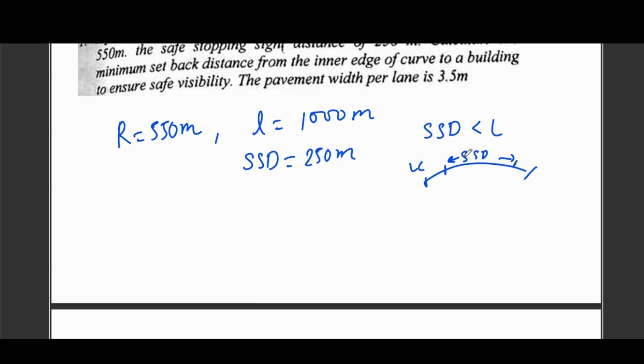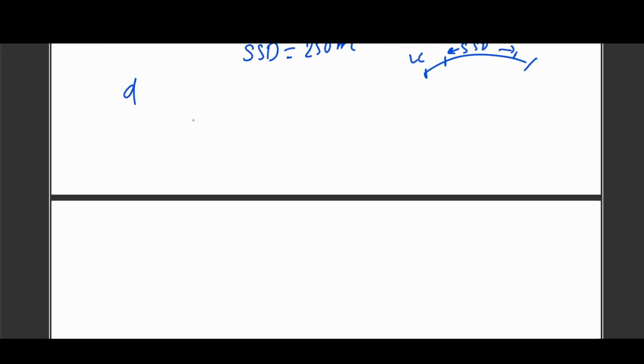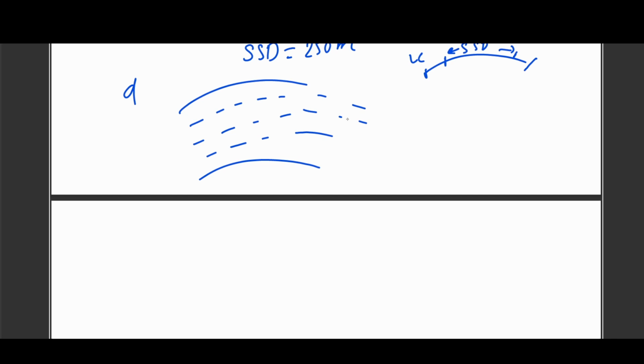We need to remember the formula for the setback. So for this main problem, what will be the value of d? It is given in the question, four lane divided highway. So four lane highway means this would be one lane, two lane, three lane, four lane. So what will be the middle lane? Middle lane is this, right? So middle lane up to the center of this lane.